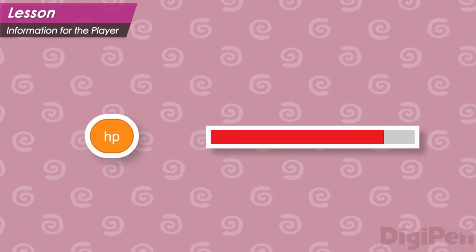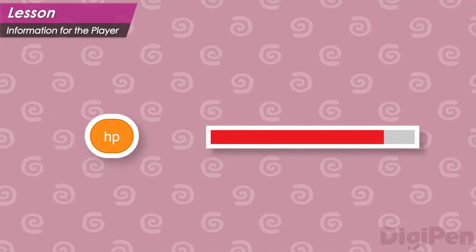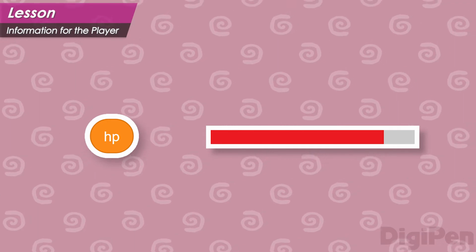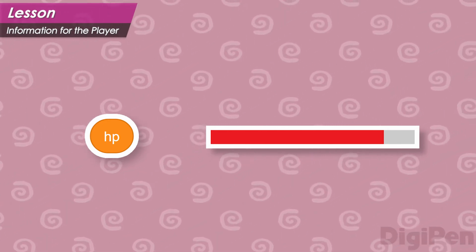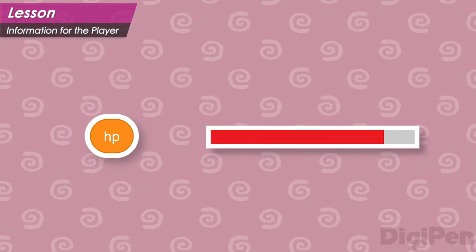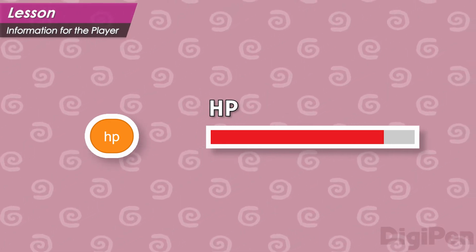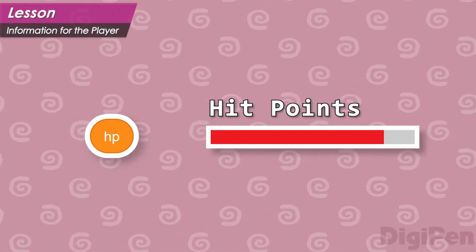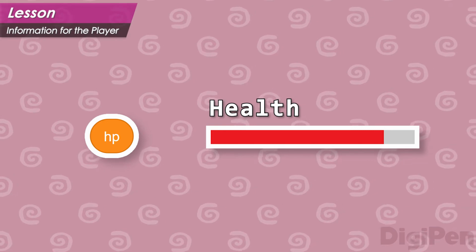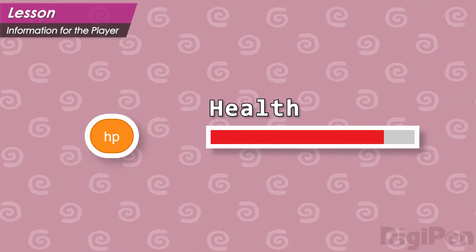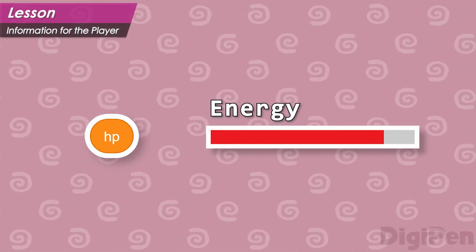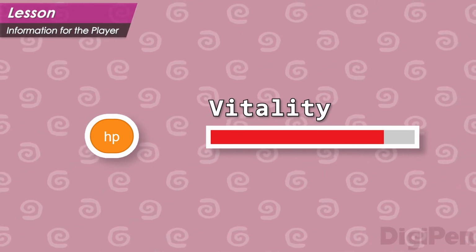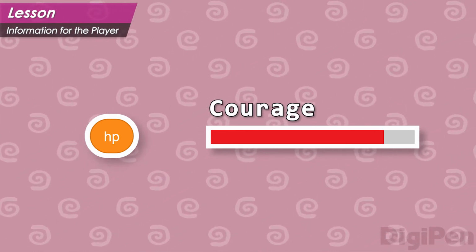It's also important to consider what your game should call the pieces of information presented in the HUD. The variable that stores the hero's health might be called HP in the game's code, but you can label it however you like in the HUD. Of course, you can still call it HP, or you can write it out as hit points or health, but depending on the theme of your game, it might be cooler to call it something like energy, vitality, or courage, or something along those lines.